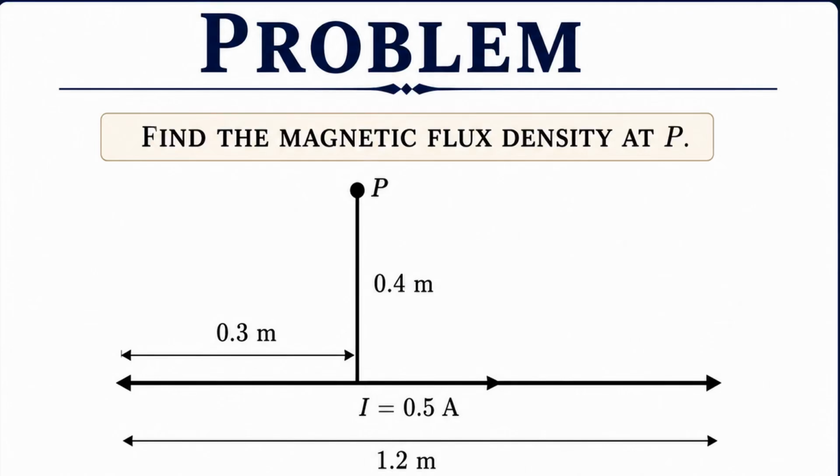Alright, we are asked to find the magnetic flux density P at a point. So this is an application of Biot-Savart law to calculate the magnetic flux density at a point away from a current carrying filamentary conductor of finite length AB.